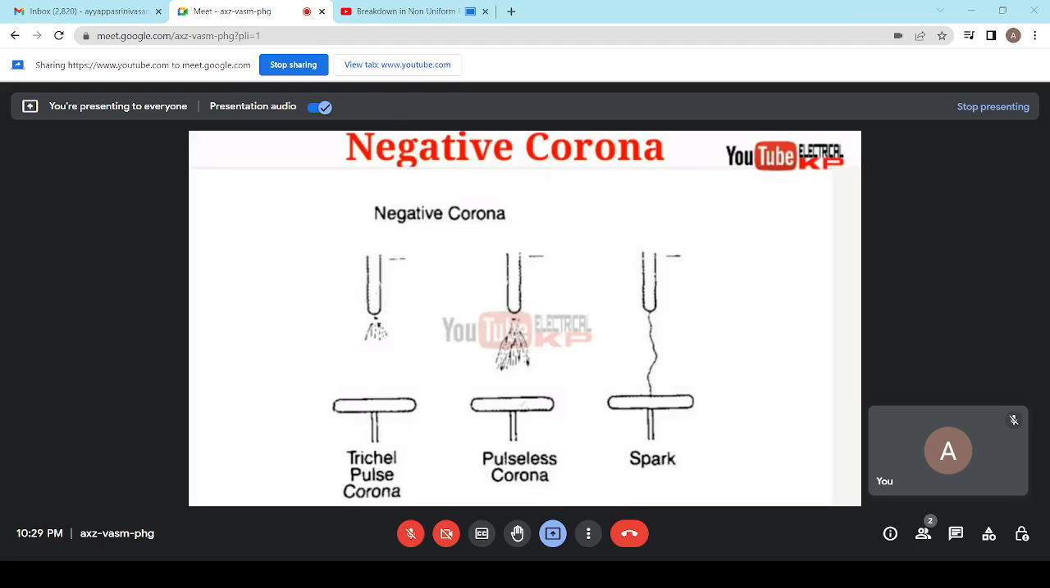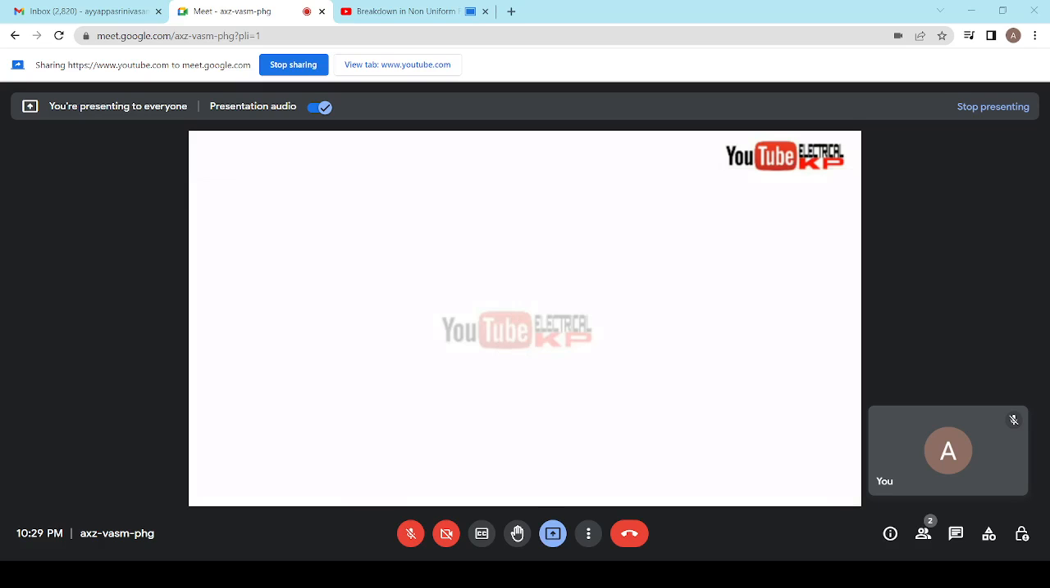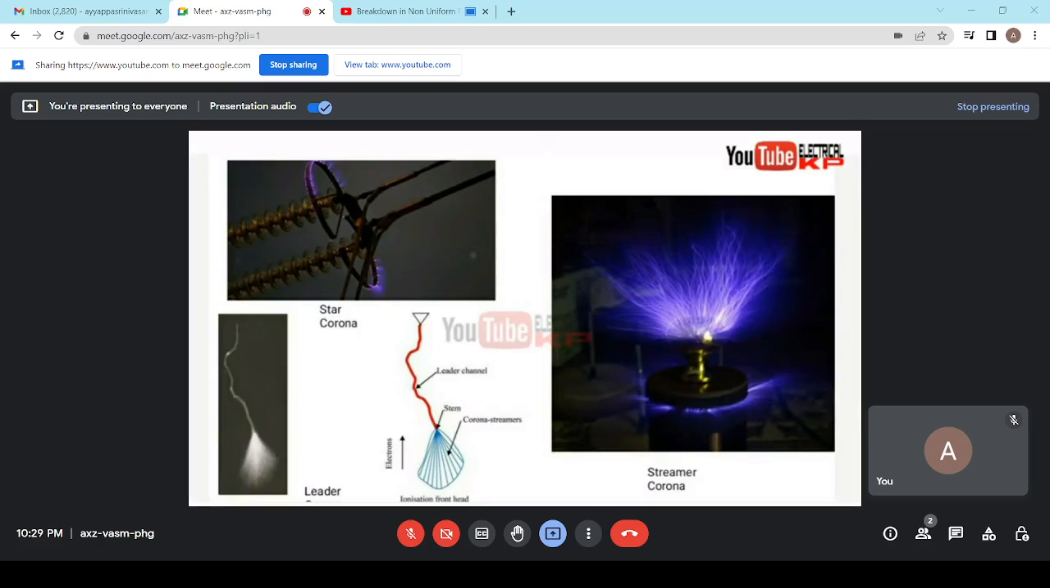in the gap. That's why termination of positive ions at the negative electrode causes trickle pulses, such that with increase in voltage trickle corona occurs, proceeding with the pulse corona and then sparks. In this figure we can analyze that the negative corona occurs at a very high voltage as compared to positive corona due to the space charge effects. After that, these are the different corona figures seen: star corona, leader corona, then streamer corona.